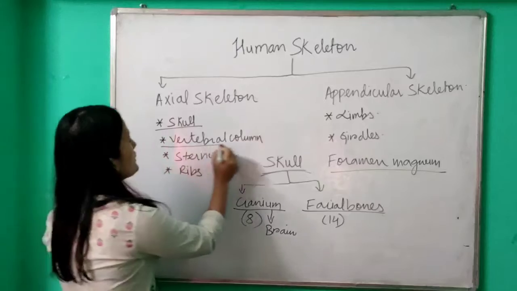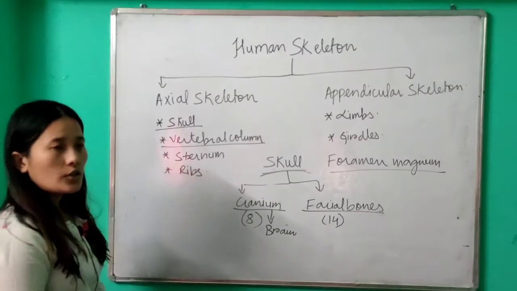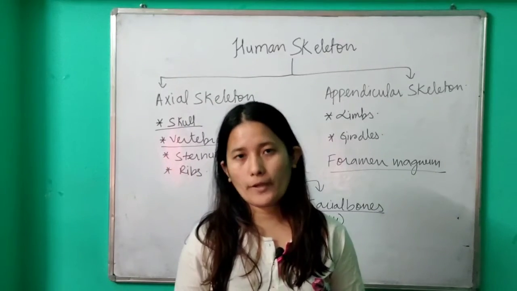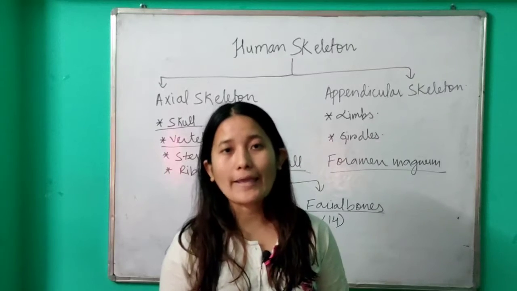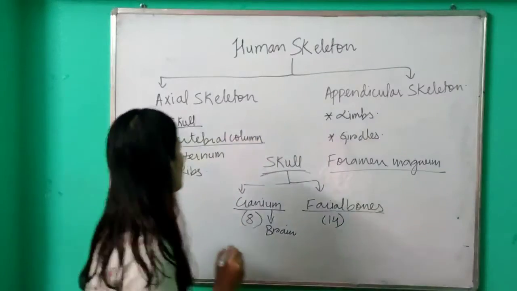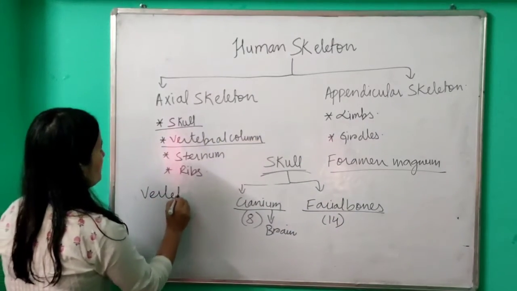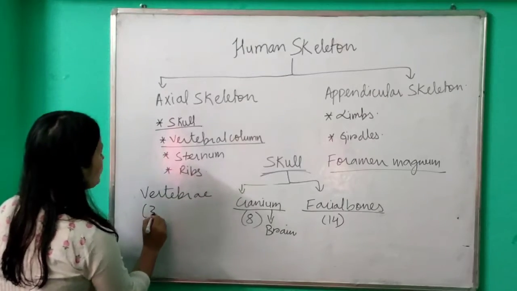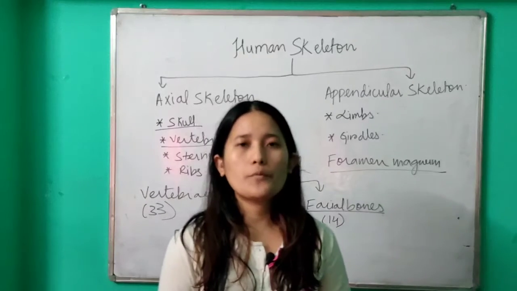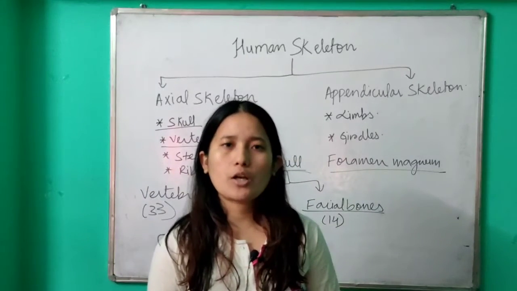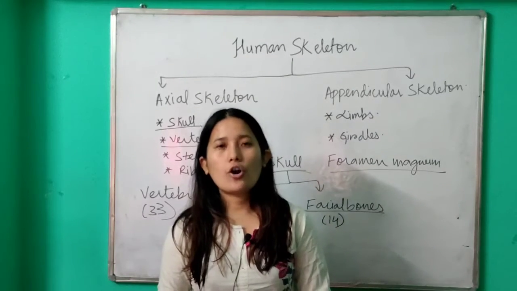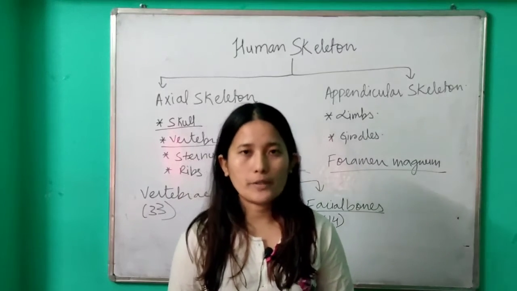Next we will be discussing the vertebral column. Okay, now the vertebral column is not one continuous long bone. The vertebral column is formed by 33 bones, and one single bone is referred to as a vertebra. So 33 vertebrae make up the vertebral column. What is the function of the vertebral column? The function of the vertebral column is to protect your spinal cord. The spinal cord runs within your vertebral column.